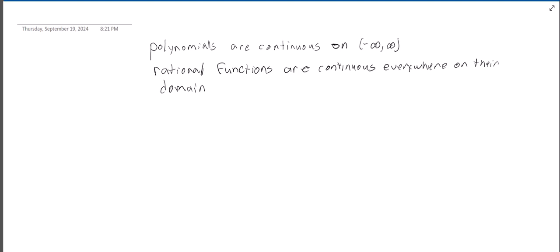First of all, what's a rational function? A rational function is p of x over q of x, where p of x and q of x are polynomials. So what does it mean they're continuous everywhere on their domain? Well, you have to say what's not in their domain. So where q of x equals 0.